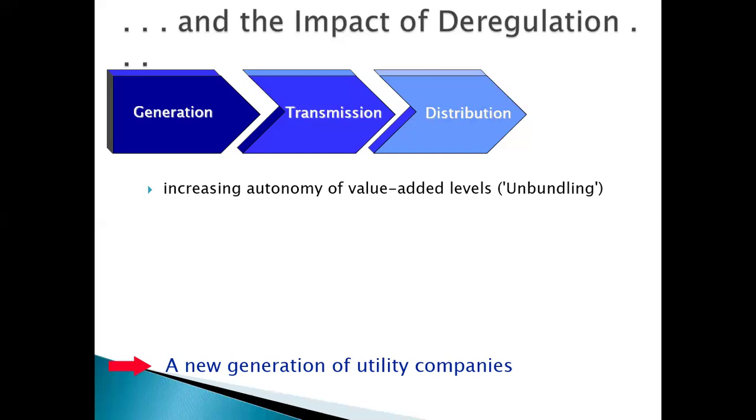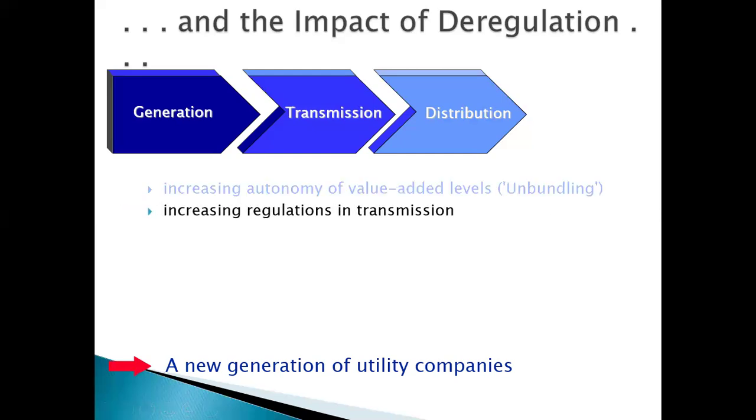So why are they going for deregulation? Deregulation will increase the autonomy of value-added levels. Now, what is value-added? If generation, transmission, and distribution are all separate companies, then everybody will focus on their work very accurately. So the level will be increased and more value will be added to their services.